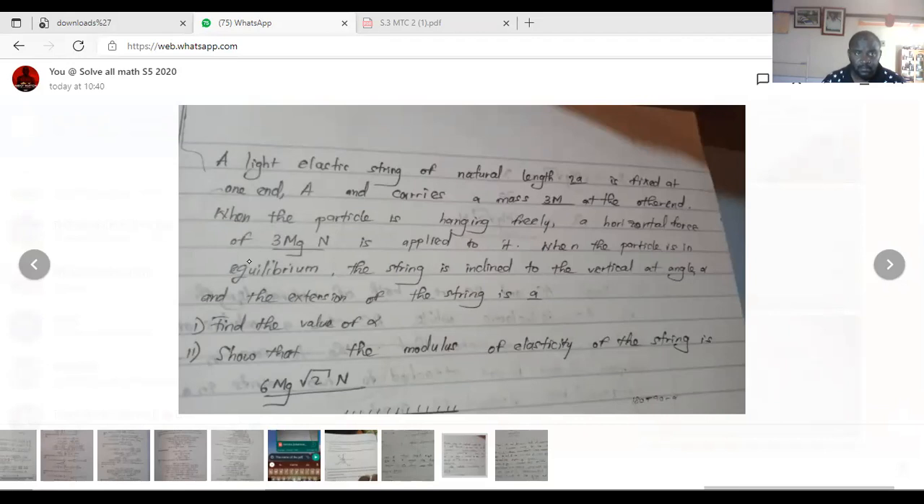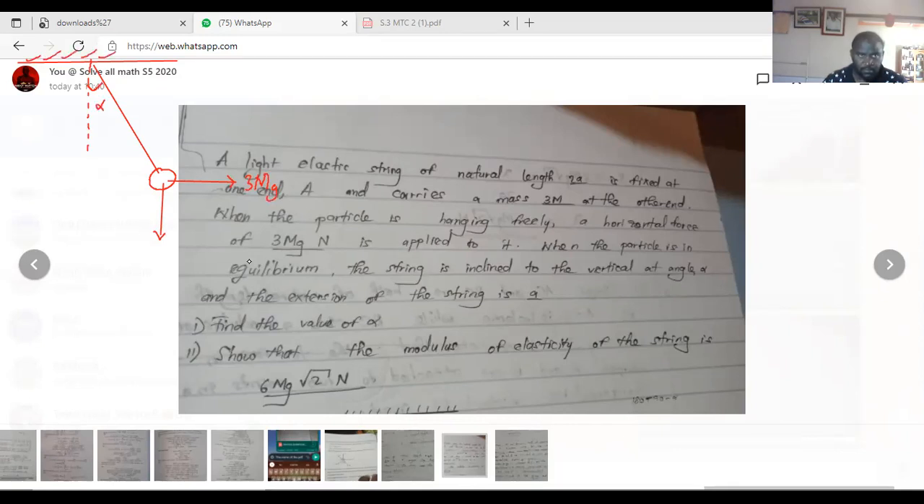A light elastic string of natural length 2a is fixed at one end A, and carries a mass of 3m at the other end. When the particle is hanging freely, a horizontal force of 3mg newtons is applied to it. When the particle is in equilibrium, the string is inclined to the vertical at an angle alpha, and the extension of the string is a. No, sorry. The natural length is 2a, and then the extension is a.